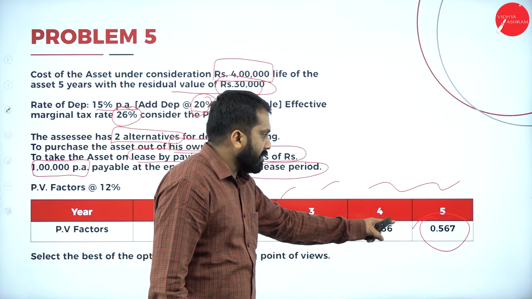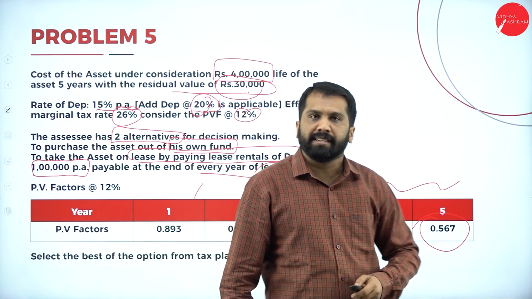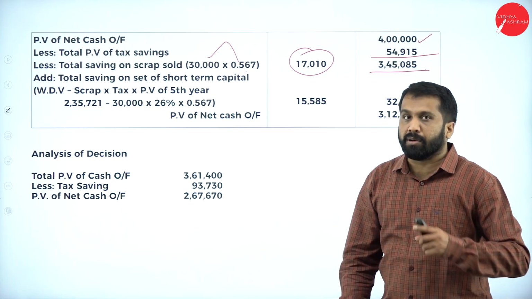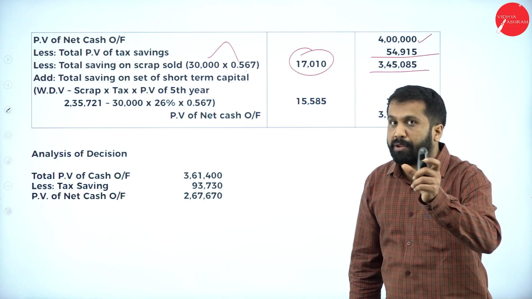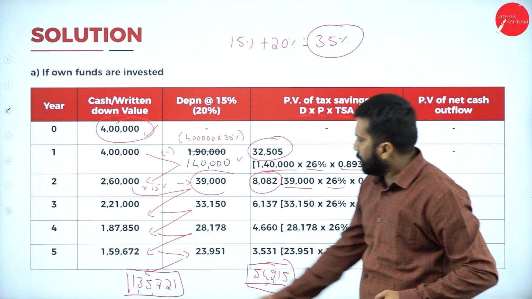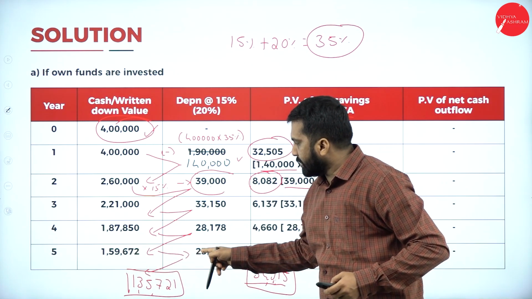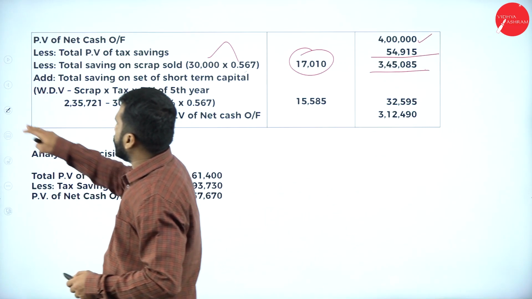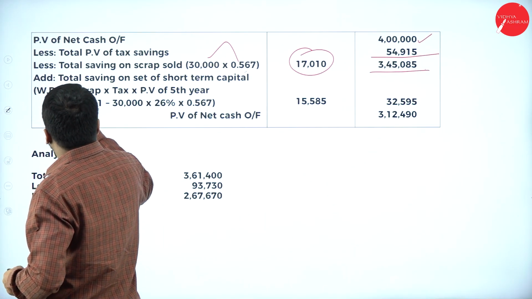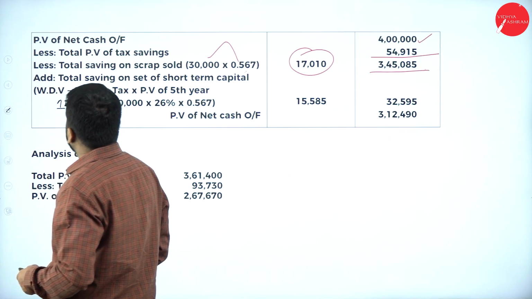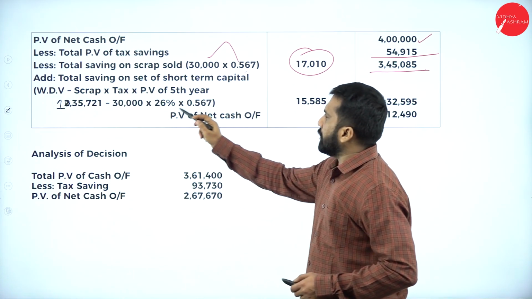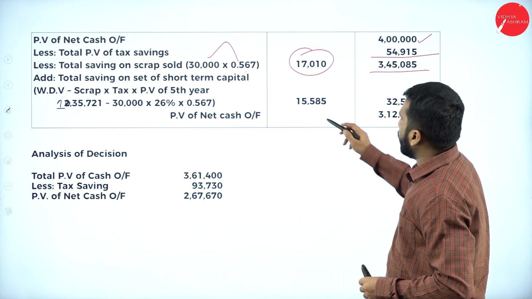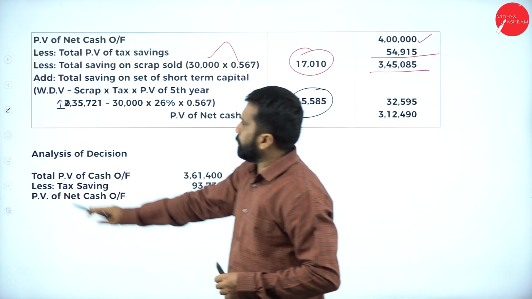0.567, the PV factor for the 5th year. Then 0.567, you will get 17,010. What is the one more? You have to consider the WDV value. What is your WDV? 1,35,000. This minus this, you will get 1,35,721. So it must be how much? 1,35,731 minus 30,000 multiplied with 26% multiplied with 0.567. You will get your answer of 15,585.